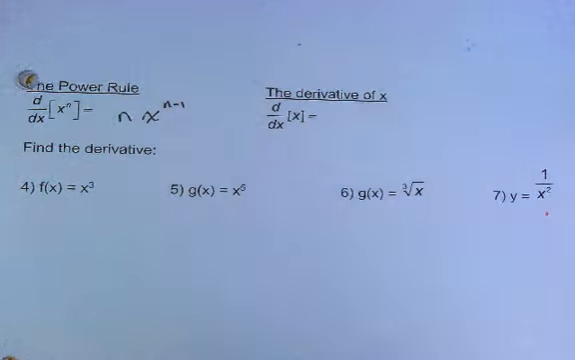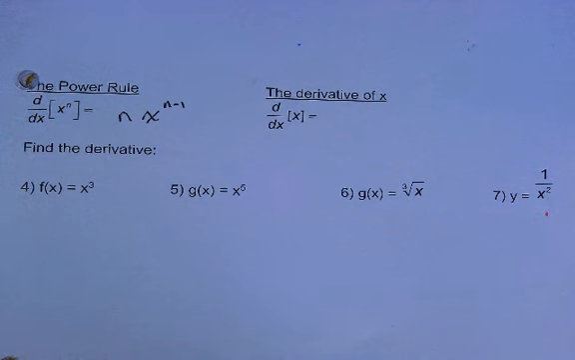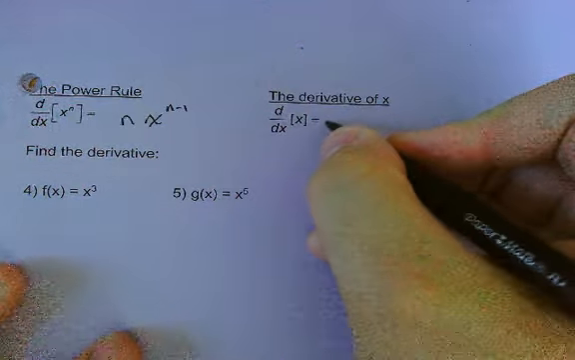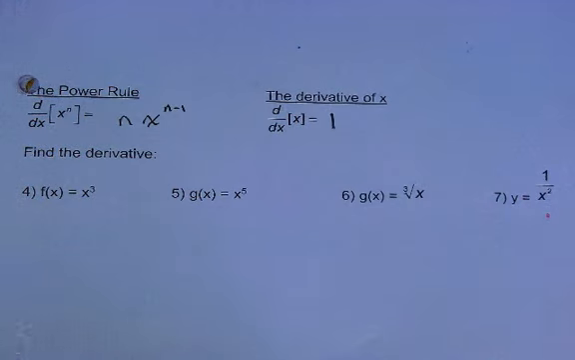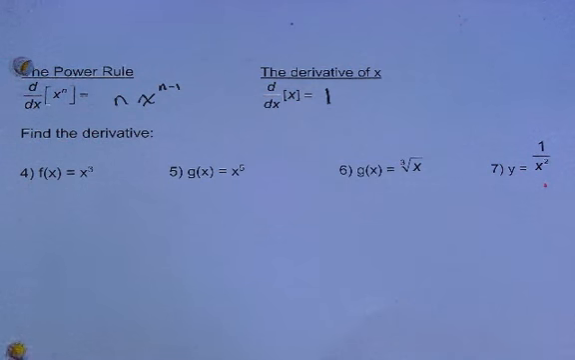So what's the derivative of just a plain old x, by the way? What's the slope of the graph y equals x? So the derivative of x is just 1. Am I going too fast?